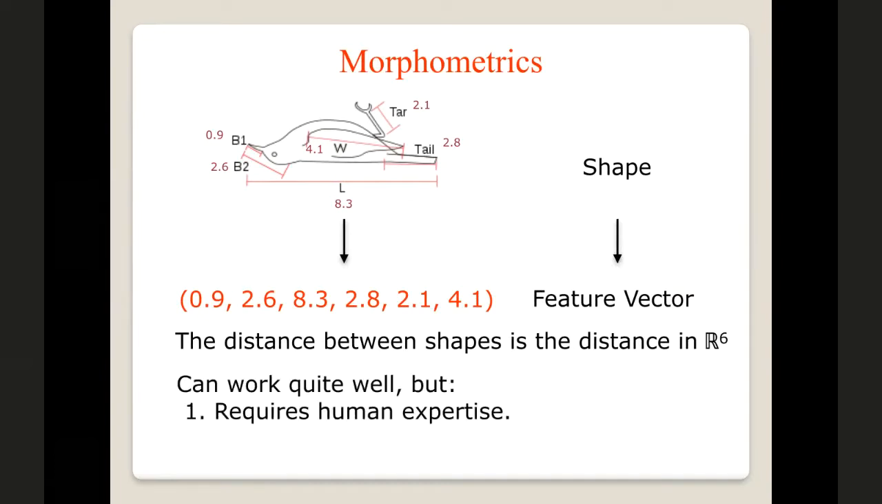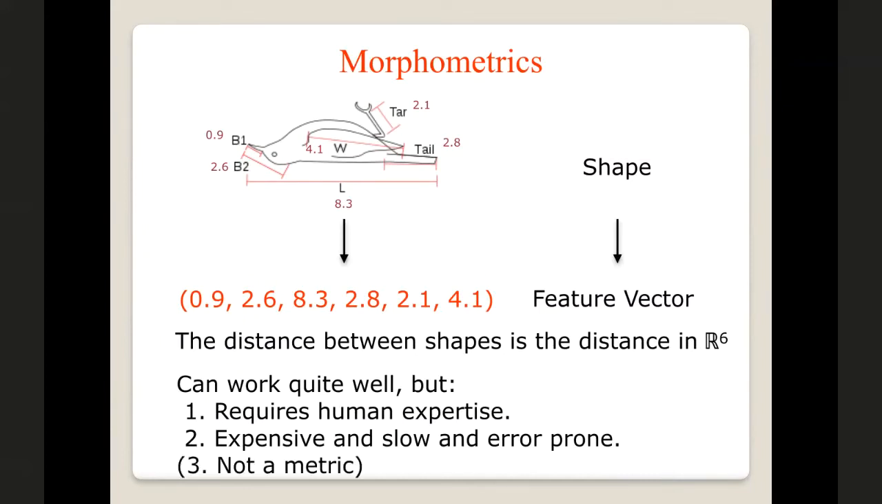And in some fields, it will work quite well. It will tell the difference between different birds and so on. But it has some drawbacks. First of all, it requires human expertise. It requires somebody who knows where these points are on each bird, and it takes someone to actually measure them, to physically measure them, which can be expensive and slow. If you think about having 1,000 birds to process, it can take a long time to create these vectors, and you can make errors whenever humans are recording distances.